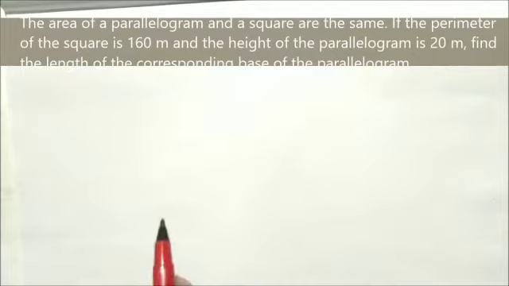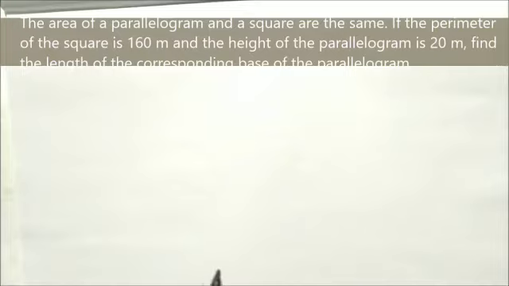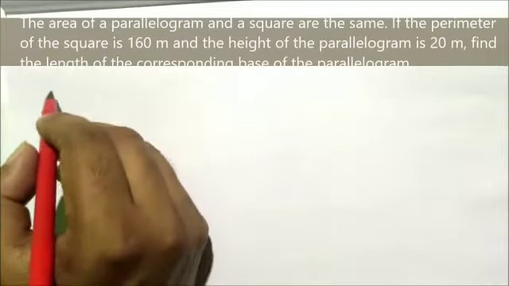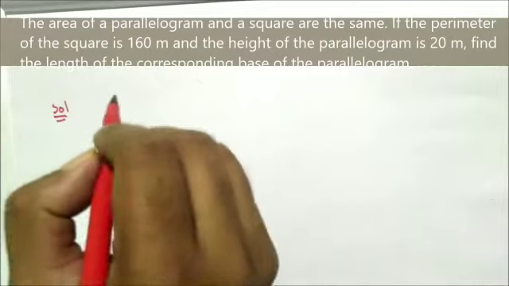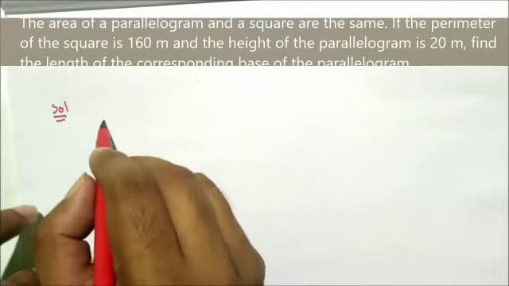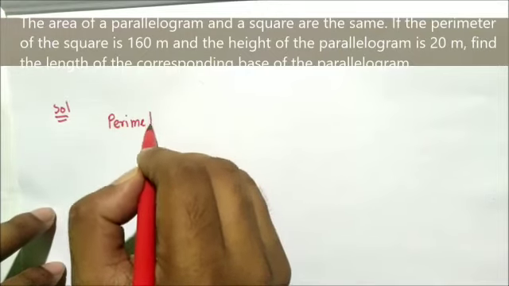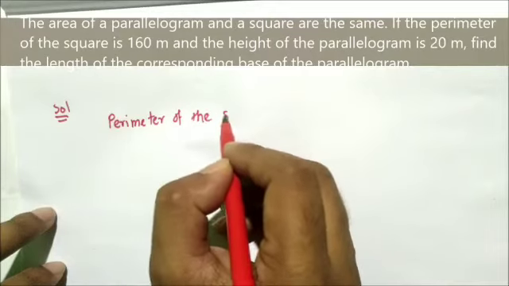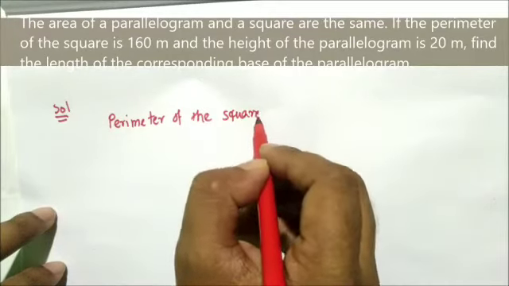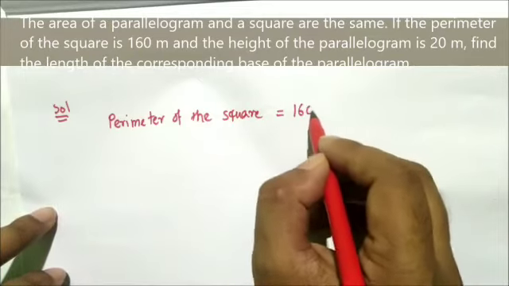And the perimeter of the square is 160 meter. Okay, from this clue we will start our solution. What is given here? The perimeter of the square, which is given as 160 meter.